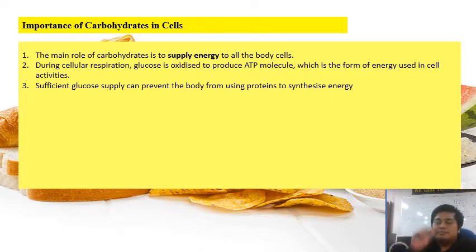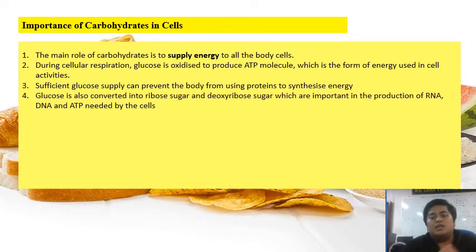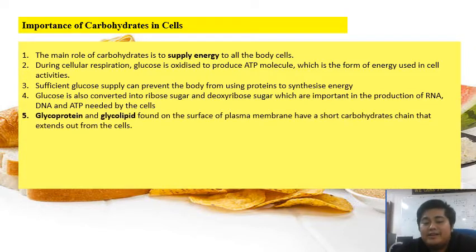Sebab apa? Sebab bila badan kita tak cukup gula, dia akan minta bantuan siapa? Dia akan minta bantuan kita punya amino acid kita daripada kita punya protein. So glucose can also be converted into ribose sugar and deoxyribose, which are important in the production of RNA, DNA and ATP needed by the cell.